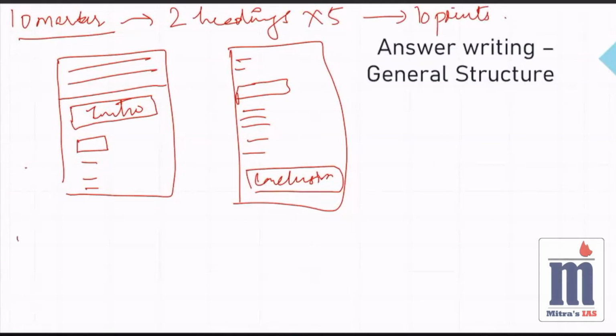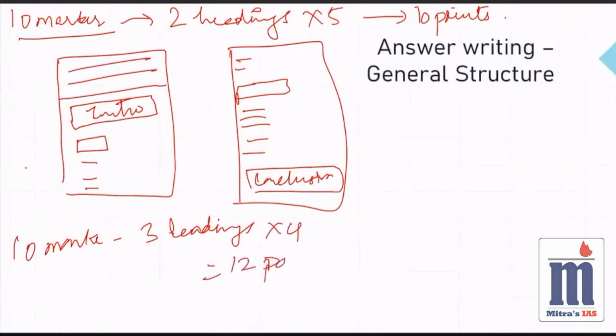If you are able to break a 10 marker into 3 headings, that will give you a lot of benefits, because then you will have to write fewer points per heading. So you will have to do less thinking time. So 3 headings into 4 points, 12 points. So try to do it this way. Try to write 10 to 15 points in a 10 marker question.